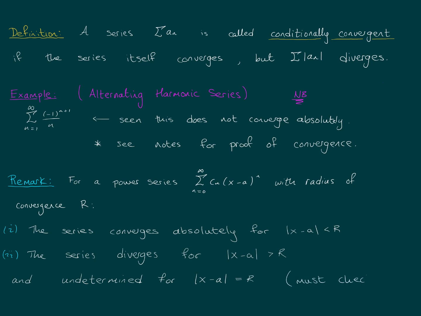Okay? So this remark says that inside this open interval around a of radius R, you have absolute convergence. Because remember, for a power series, for different x, you get a different series. So if x is less than R away from a, when you plug that x into your power series, you have absolute convergence. If x is further than R away from a, you will diverge. And if x is exactly R away from a, you don't know. So you have to check these x's individually by plugging them into your power series.